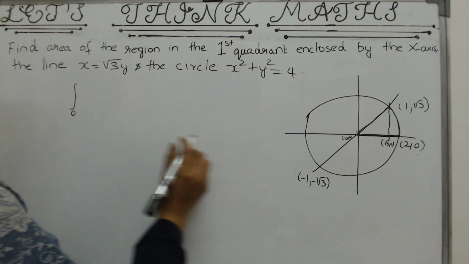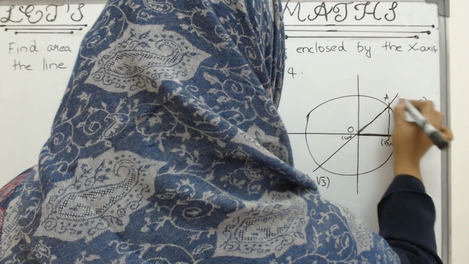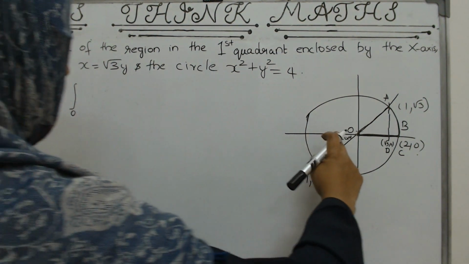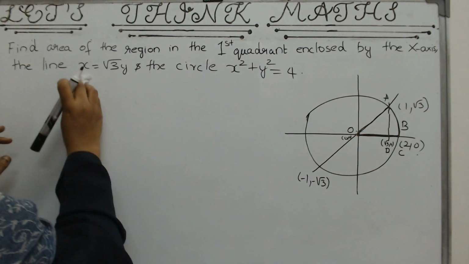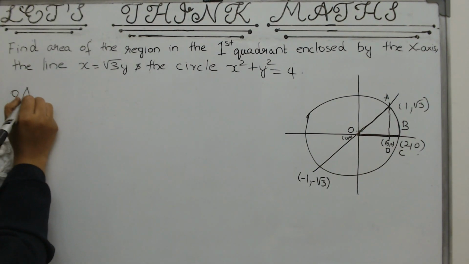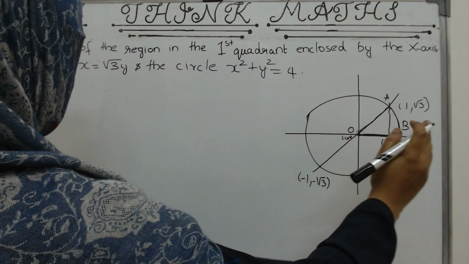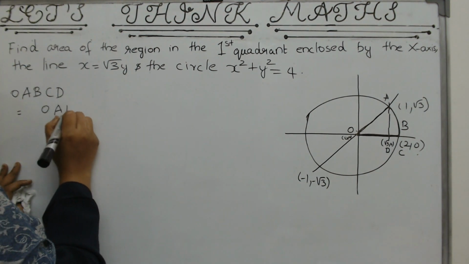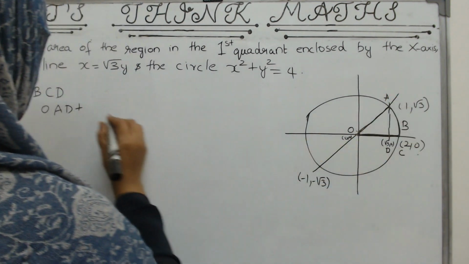How will our area look like? Our area should be what? Suppose this is O, and this is A, and this is B, and this is C, and this is D. So our area, what we want to find out is O, A, B, C, D. That is the whole area that we want to find out. But then we have split it into two. What is the first area? OAD. And what is the second area? DABC.